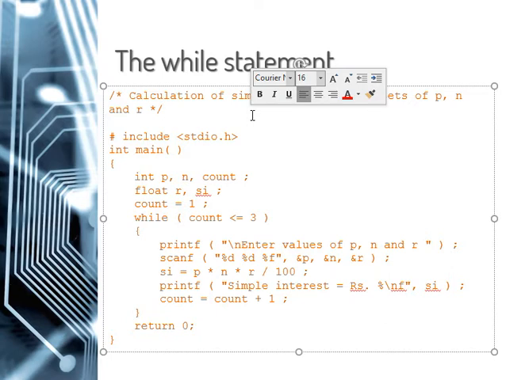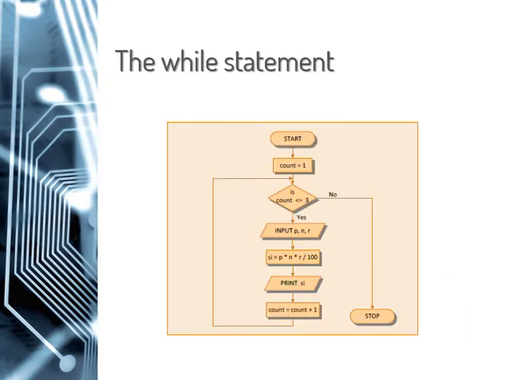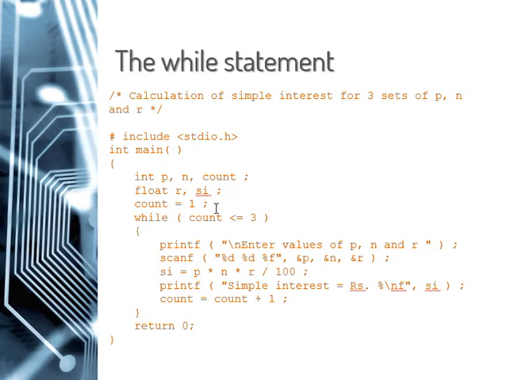In this sample, first is #include <stdio.h>, which is standard and required. And then we have the int main. Inside the int main is your actual code. And then, the variables that are used should be initialized. So, let's go to the flowchart to see which variables are used. We have the count, the p, n, r, and si. Those are the variables used. Since they are not yet seen in the code, we need to initialize them. Okay. So, here, we initialize them.